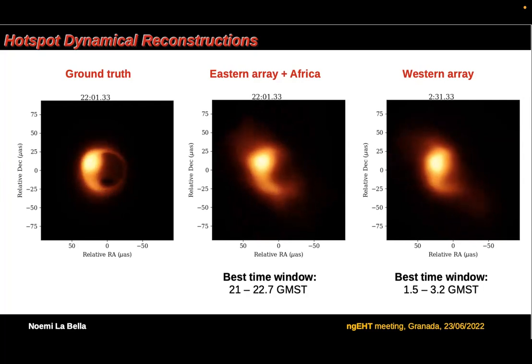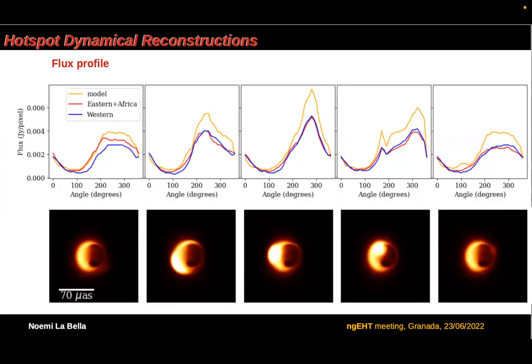Actually, we did more analysis on these hotspot movies. First of all, we looked at the flux profiles, and we reconstructed the flux profile pretty well. These are some snapshots of the model movie, and these are the flux profiles extracted from the image. Basically, we extracted the flux profile pixel by pixel as a function of the angle.